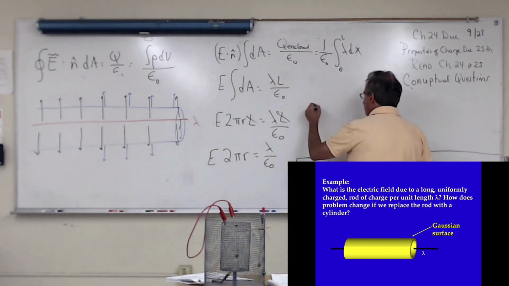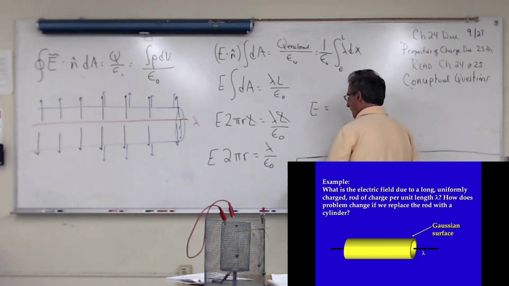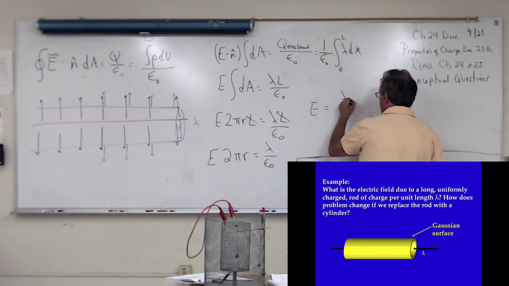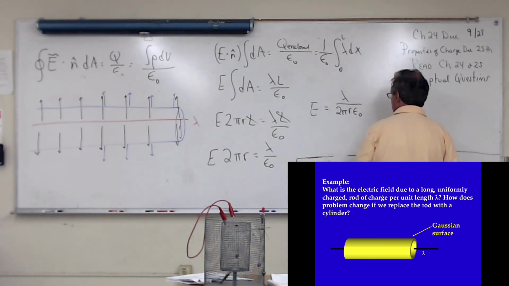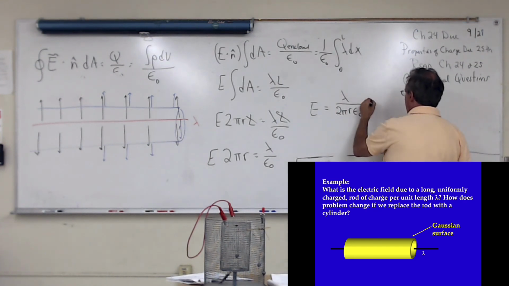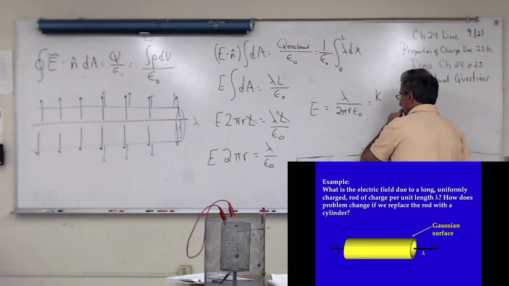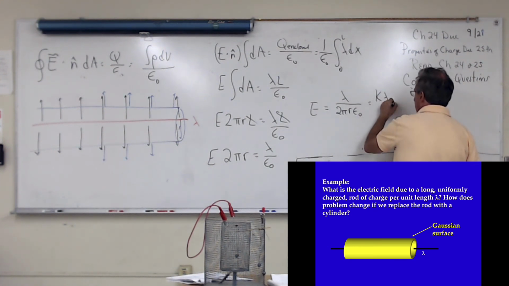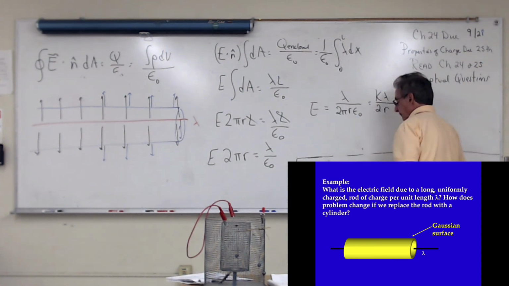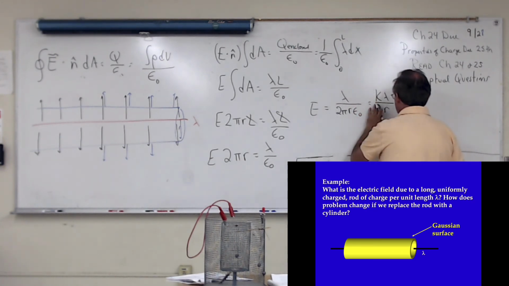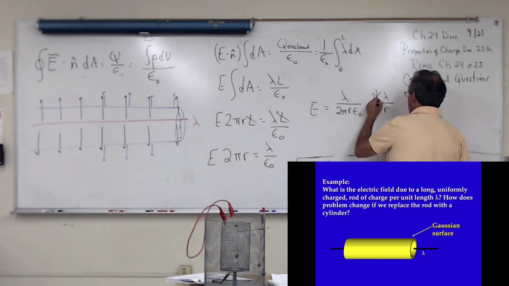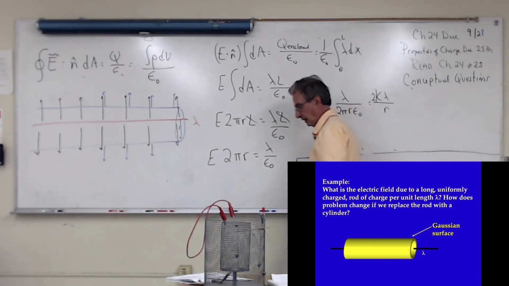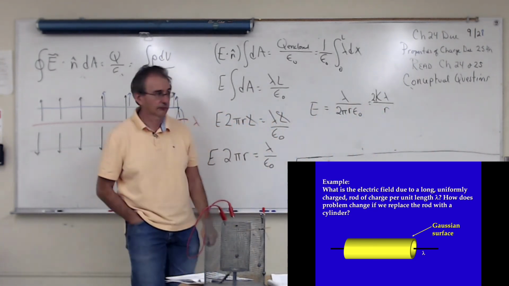And so the magnitude of the electric field, that's why I'm not putting an arrow over it, because it's the magnitude, is going to be lambda over 2 pi R epsilon naught. Or you can write it as K times lambda over 2R. Oh, no, I'm sorry. 2K lambda over R. Okay?